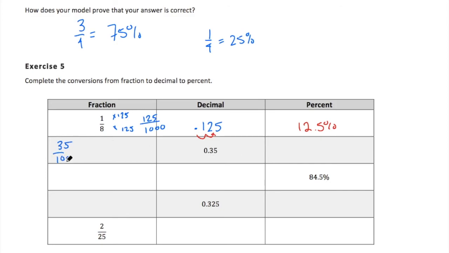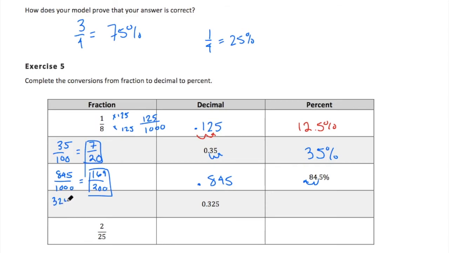For 0.35, we'll start off as 35 out of 100 because of the place value. So we can divide by 5 on top and bottom and get 7 out of 20. And again, we can move the decimal 2 places to the right to get 35%. For 84.5%, we can start by moving the decimal 2 to the left. We're kind of going in reverse now to get that the decimal is 0.845. Well, 0.845 means 845 over 1,000. We can divide both numerator and denominator by 5, and we get 169 over 200 as our simplified fraction.